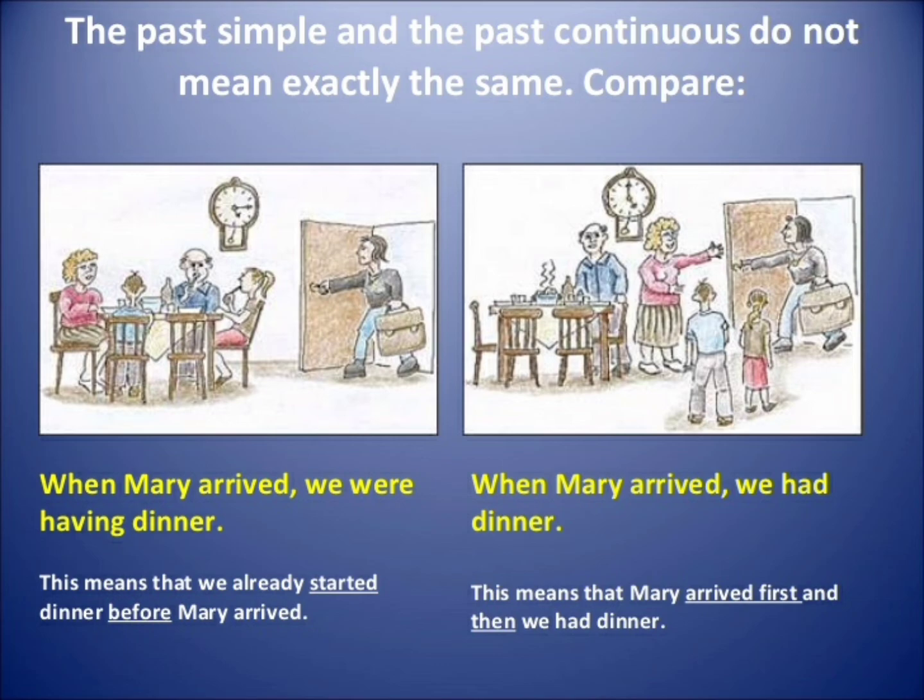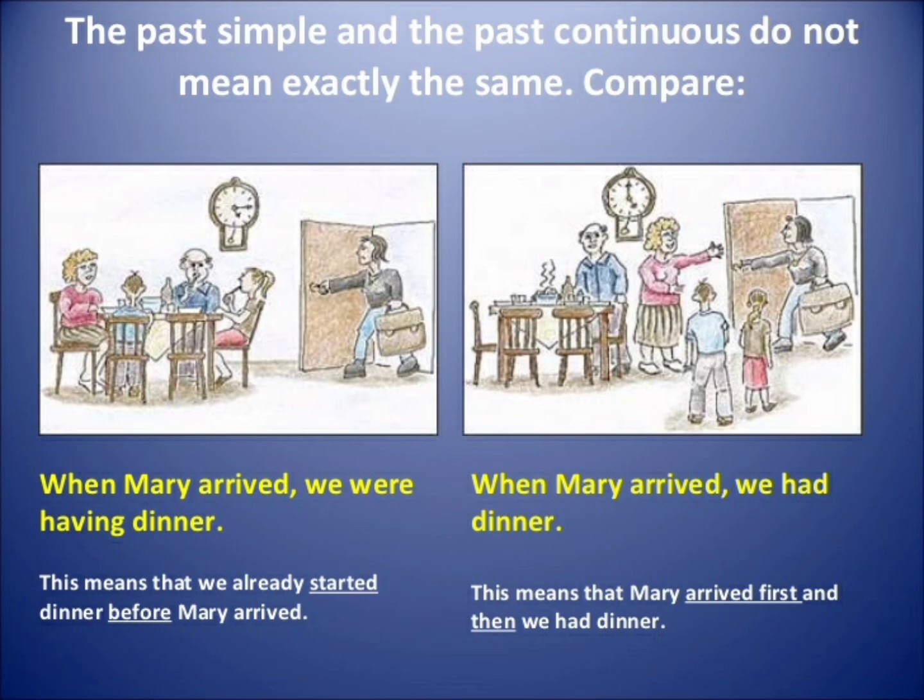When Mary arrived, we were having dinner. So this means that we already started dinner before Mary arrived. Okay, when Mary arrived, we had dinner. This means that Mary arrived first and then we had dinner. So this is the difference.